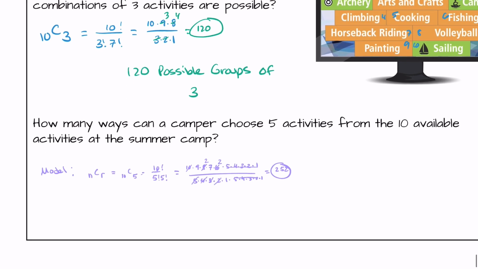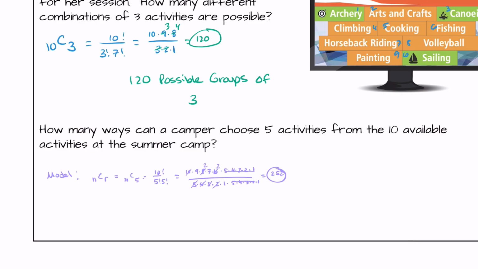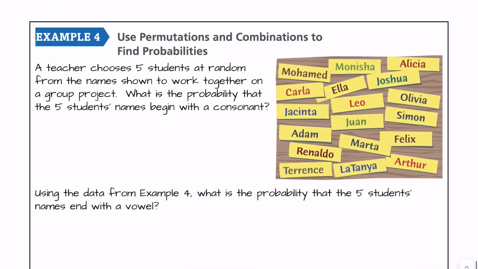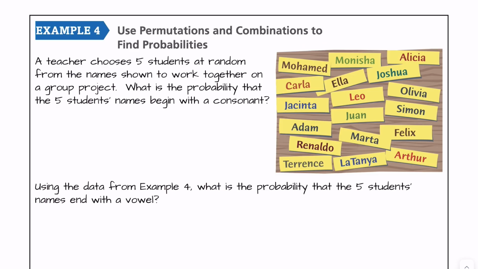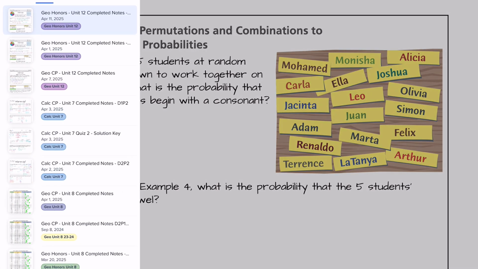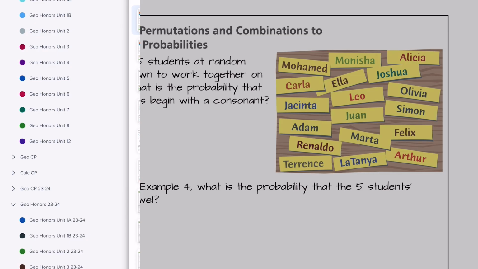How many activities can a camper choose? How many ways can a camper choose 5 activities from the 10 available? 252. Same idea. I haven't finished this one, I guess. Okay, so use permutations and combinations to find probabilities. But in an effort to save time, let me see if I can pull it from a different year.